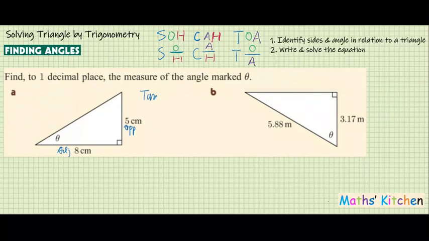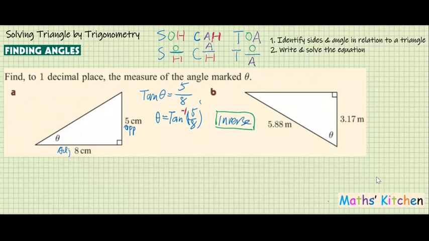Tangent is the only trig function that includes opposite and adjacent. So in this case, we write this equation: tangent theta equals opposite, which is 5, over adjacent, which is 8. Now, how can we find the value of theta? We need to use the inverse. You need to write your equation like this: tangent minus 1 of the bracket 5 over 8. Minus 1 is what we call inverse calculation.